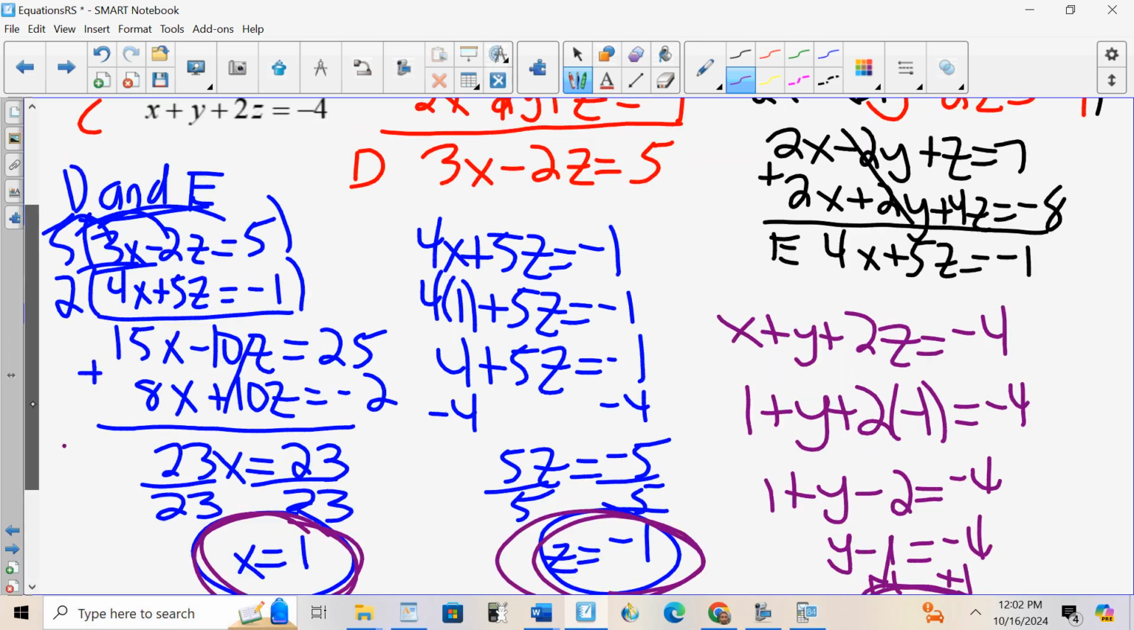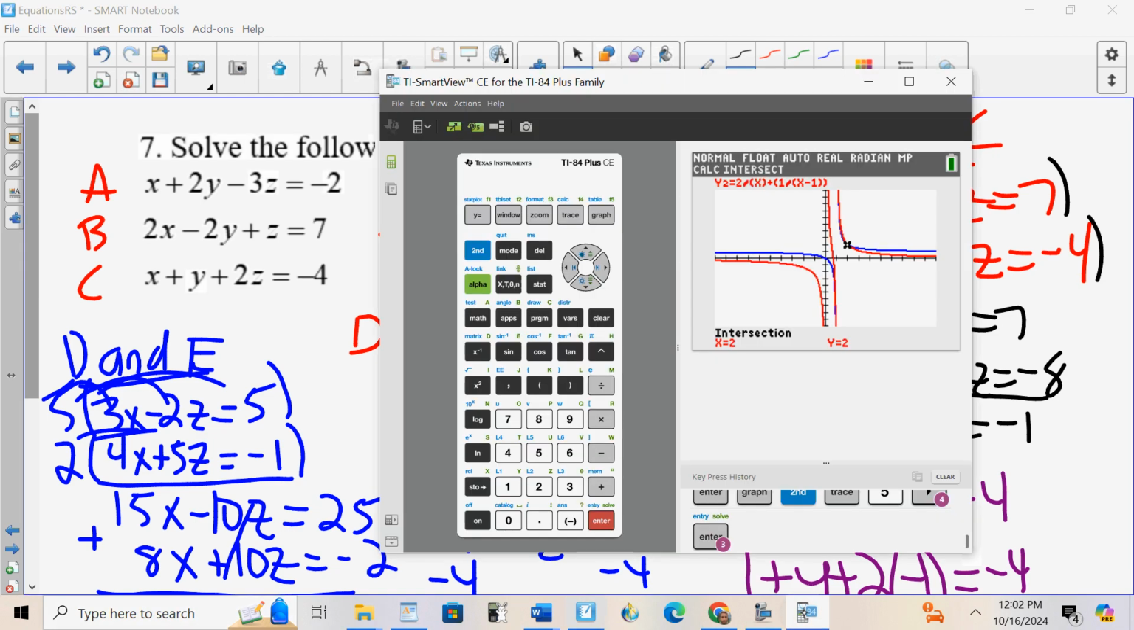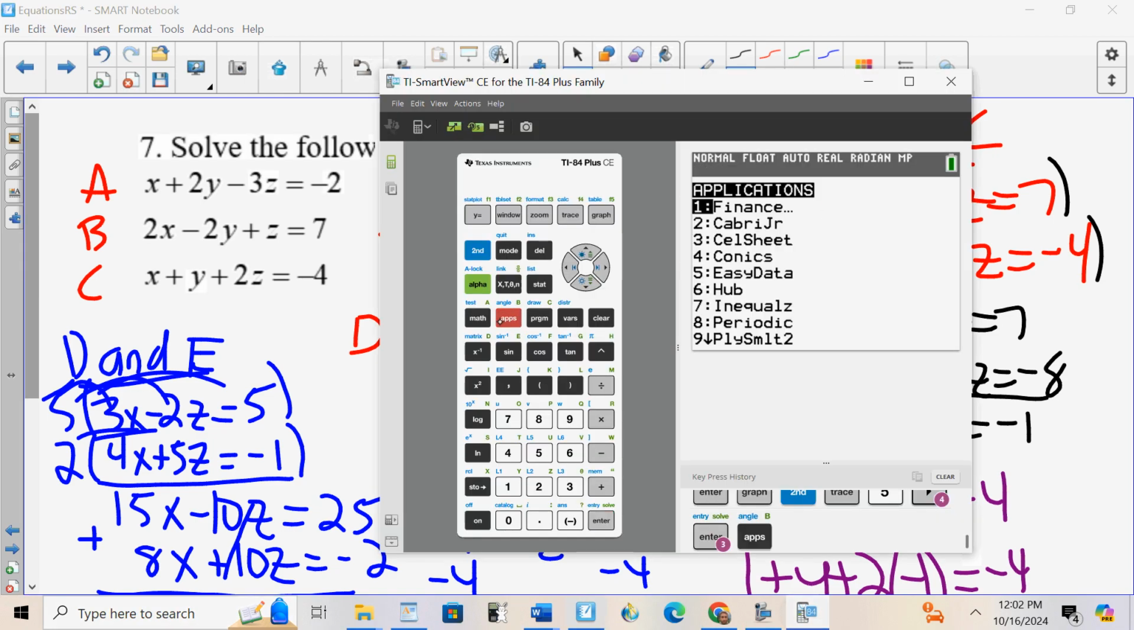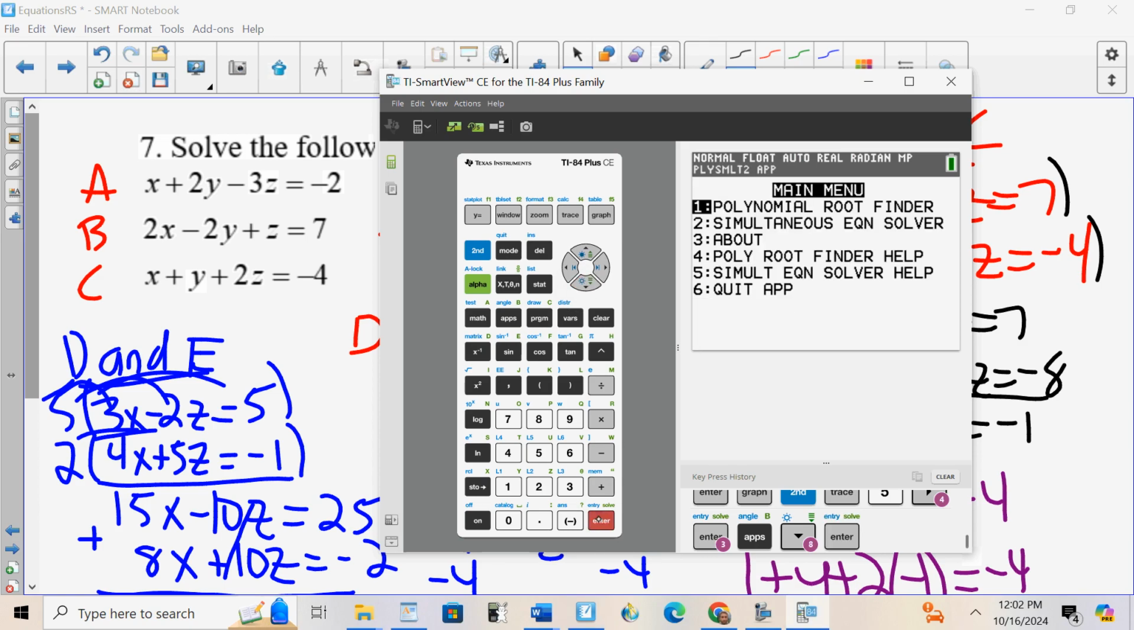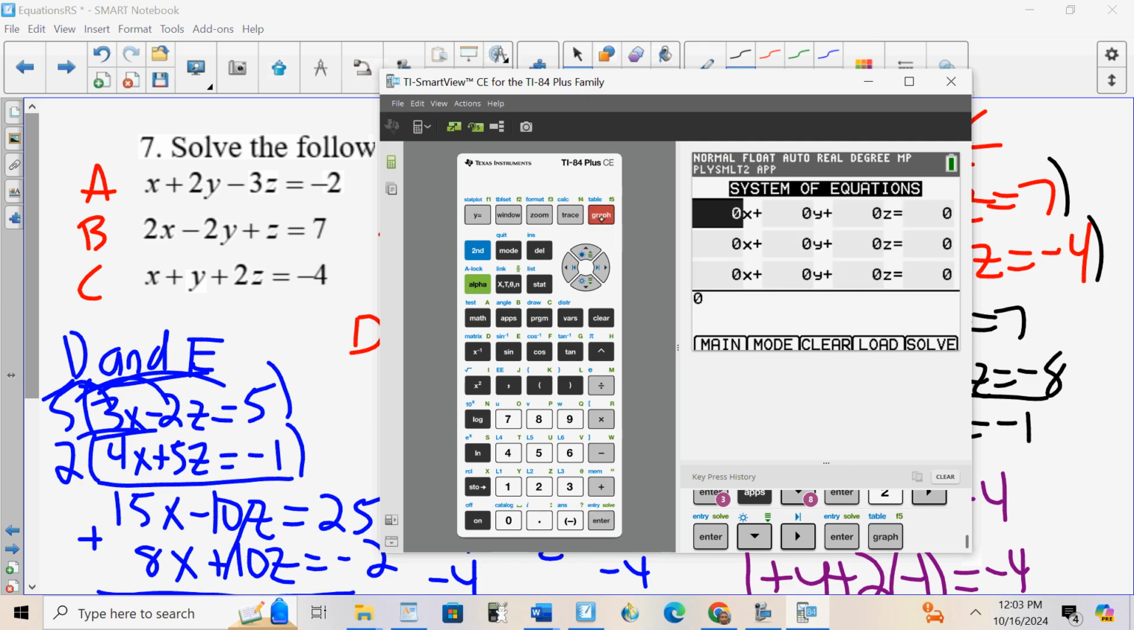we're going to use PolySci 2. So, apps, PolySci 2. It might not be in number 9, but it'll be wherever it's going to be. Simultaneous equation solver. It's 3 by 3, so I change the equations to 3 and the unknowns to 3. Next is above the graph button, and then I type in the system.